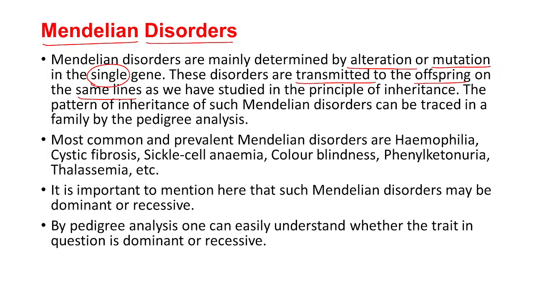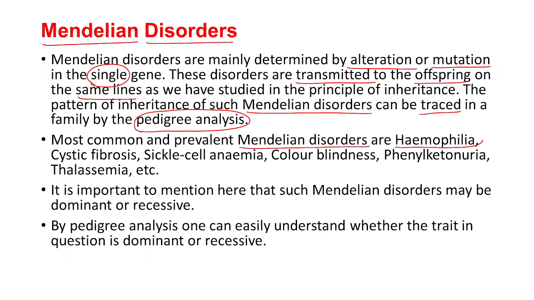The pattern of inheritance in such disorders will follow the Mendelian laws, that is why they are called Mendelian disorders. Clear? And they can be traced with the help of pedigree analysis. The pedigree analysis is mainly applicable for Mendelian disorders, right? And the most common and most prevalent Mendelian disorders are what?